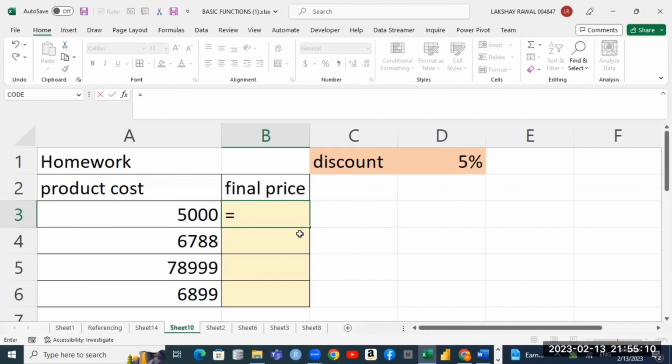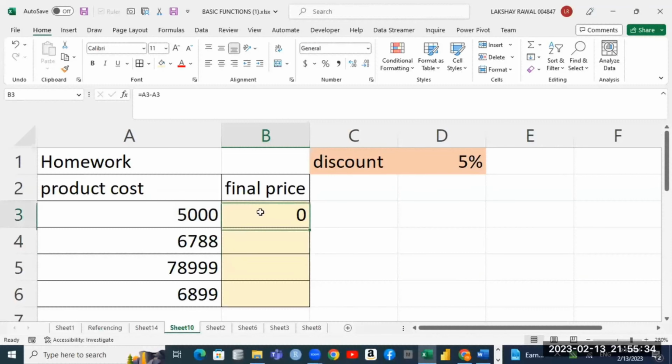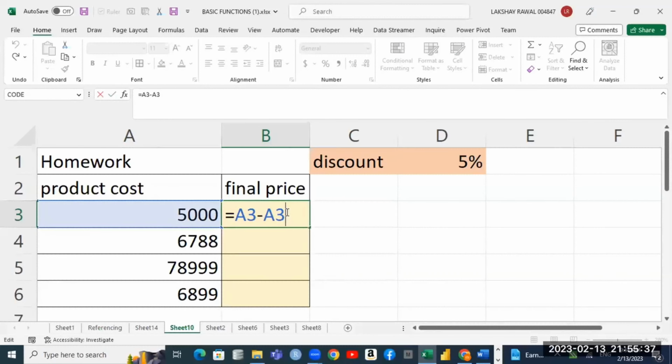Tell me, ma'am. It would be product cost minus product cost multiplied by the discount. A3 minus A3 multiplied by D1, with brackets: A3 minus, brackets, A3 multiplied by D1. Okay.